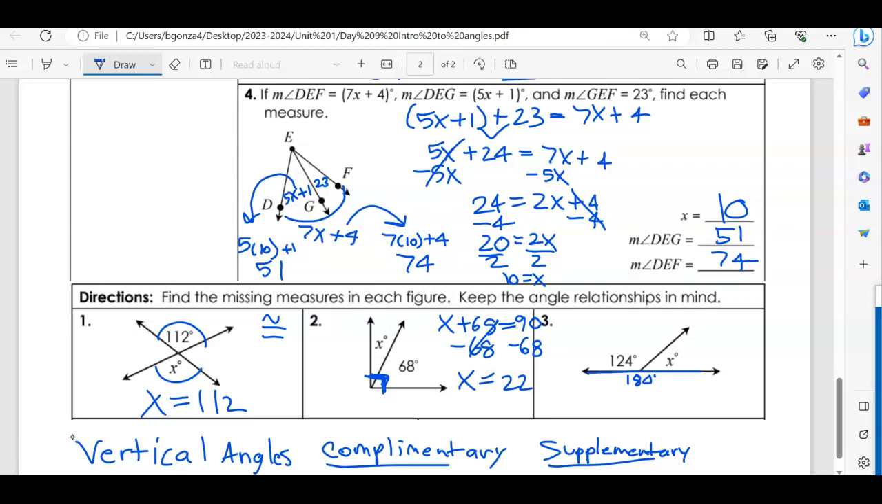Same thing on the last one. Part plus part, so 124 plus x equals 180. Subtract 124. X equals 56. Okay? They're supplementary because they make a straight line of 180 degrees. Okay?